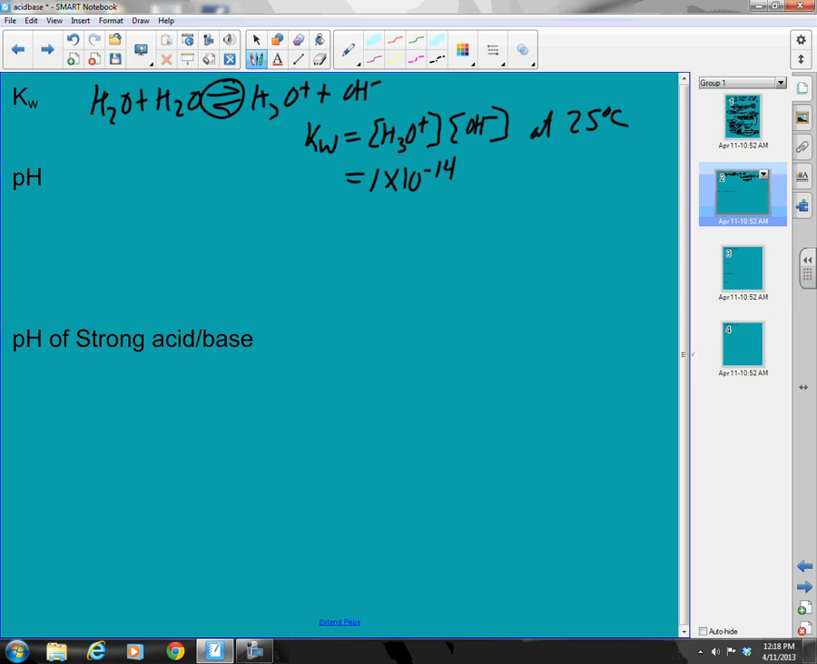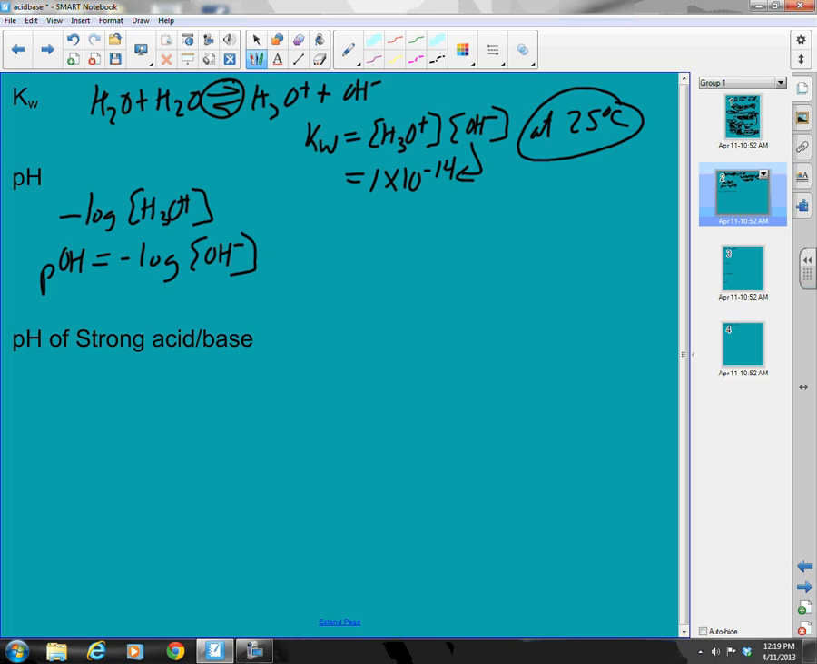And so if I have a solution at 25C, hydronium times hydroxide equals that. So if they give me the hydronium, I can figure out the hydroxide. And out of all that, I can come up with the pH, which is the negative log of my hydronium concentration, and I can come up with pOH, which is the negative log of my hydroxide concentration, right?